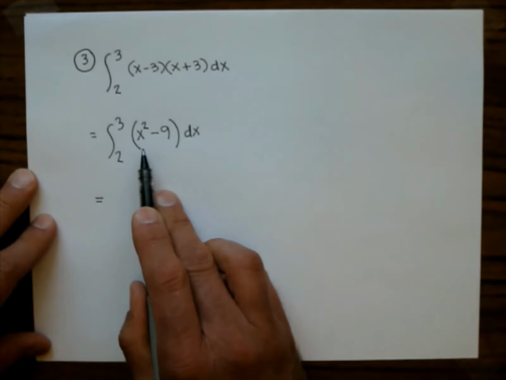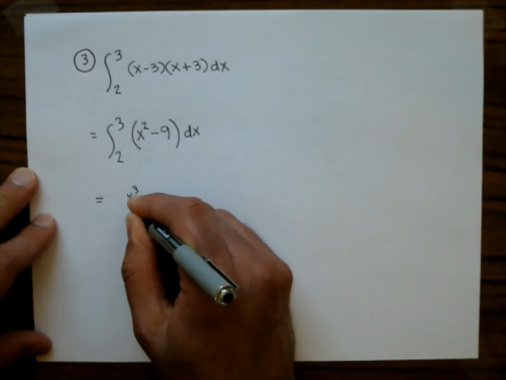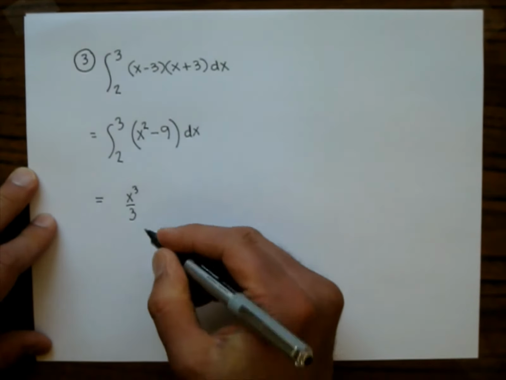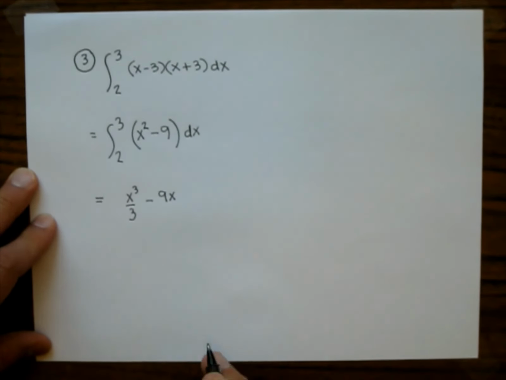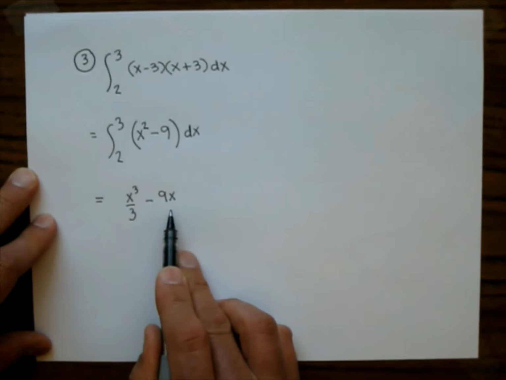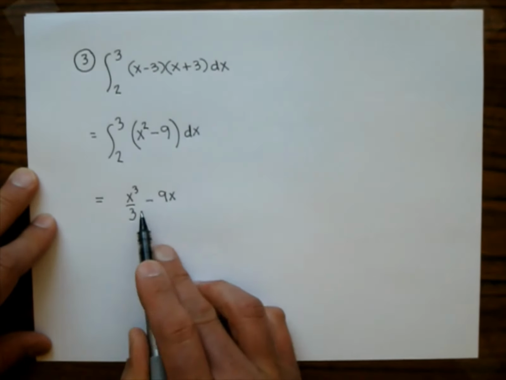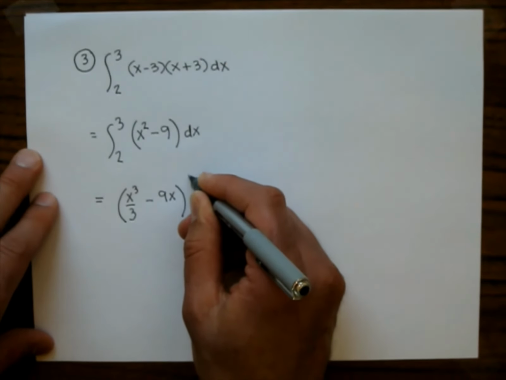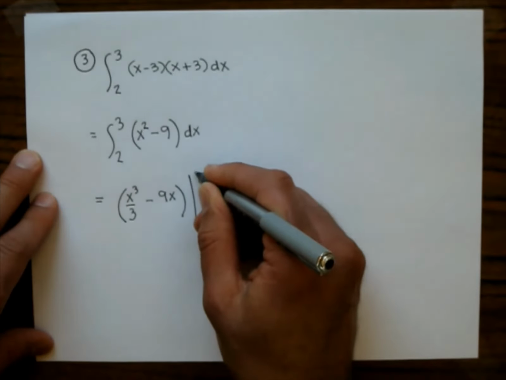The antiderivative of x squared is x cubed over 3. The antiderivative of negative 9 is minus 9x. Okay, because we have two terms there, I'm not going to put the plus c because I'm doing a definite integral, but because there's two terms there, I'm going to go ahead and put parentheses there, and then we'll put our evaluation line. I'm going to evaluate from 2 to 3.